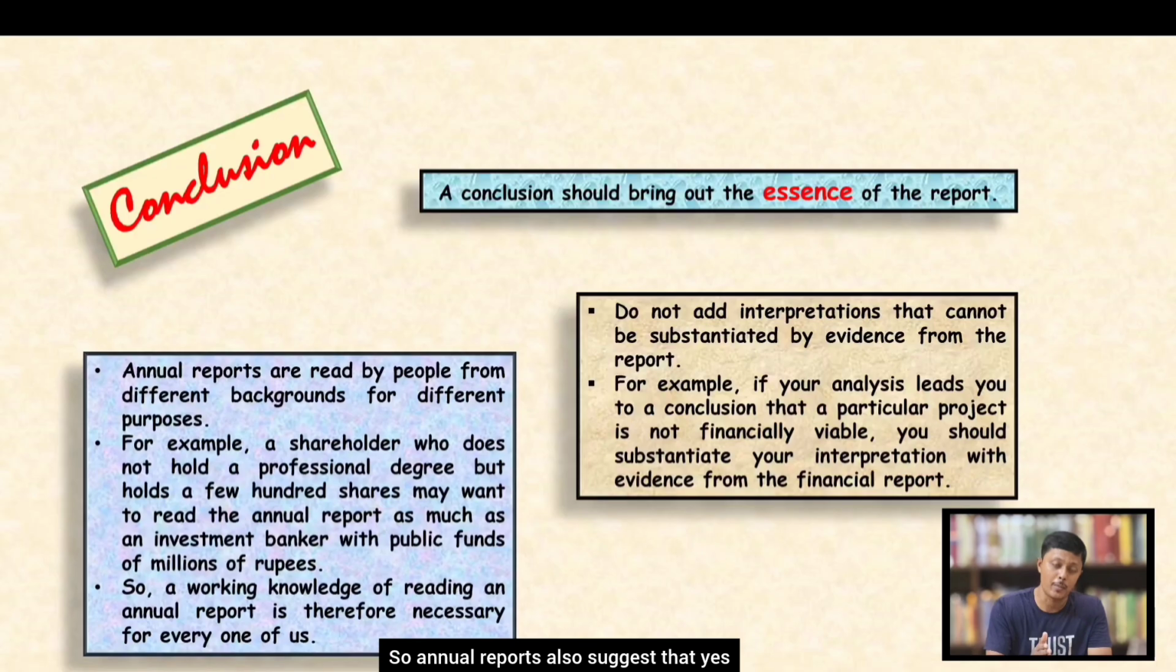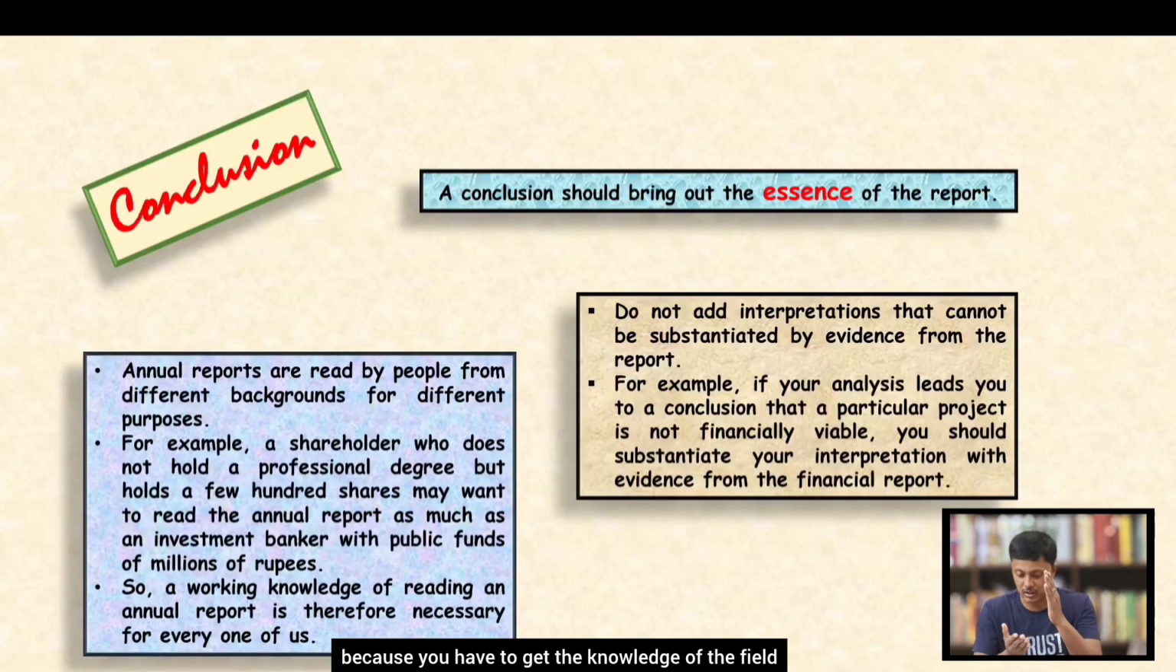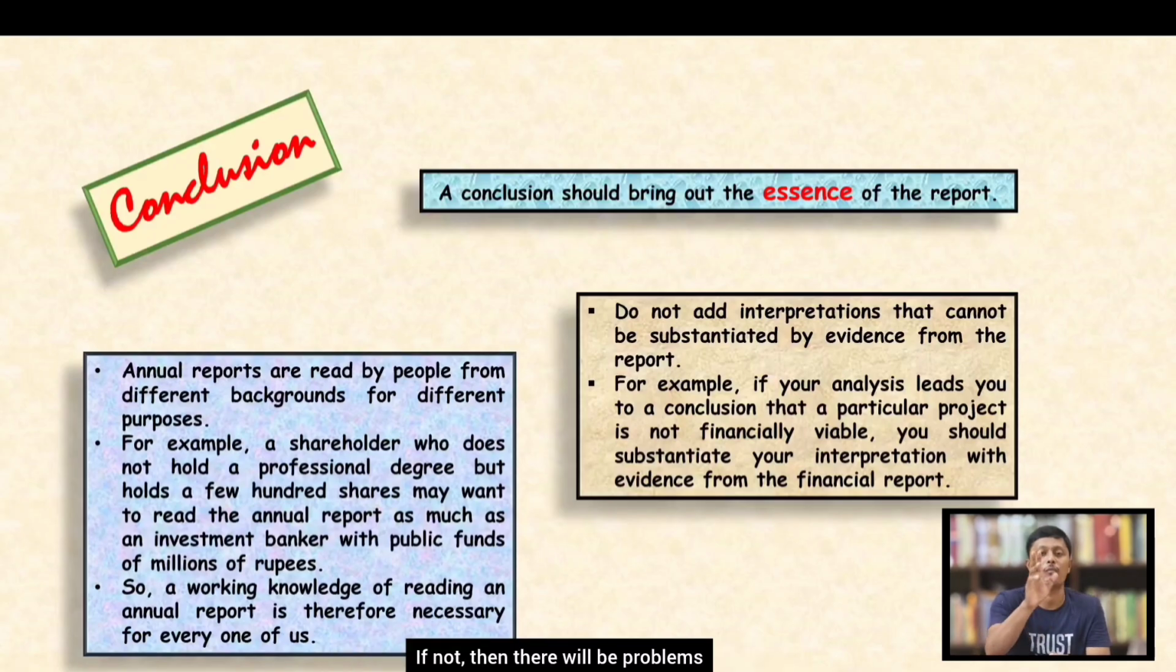If you are a shareholder or if you are in a business, you have to understand what working knowledge is, because you have to get the knowledge of the field. If not, then there will be a problem. So this is the conclusion, how we are going to write the conclusion of an annual report.